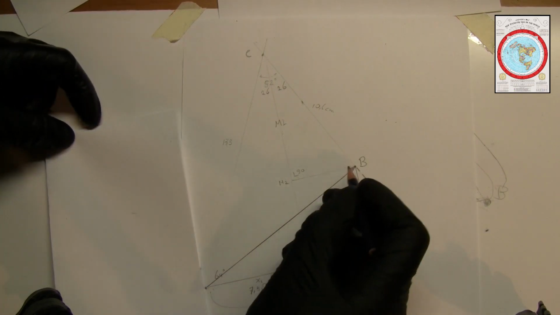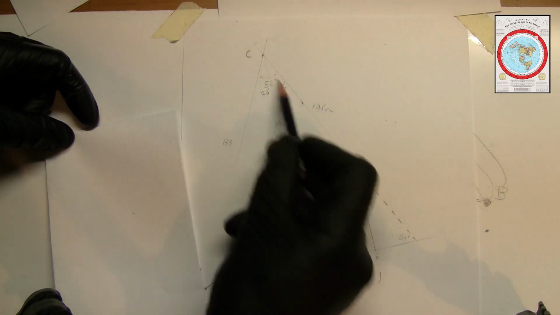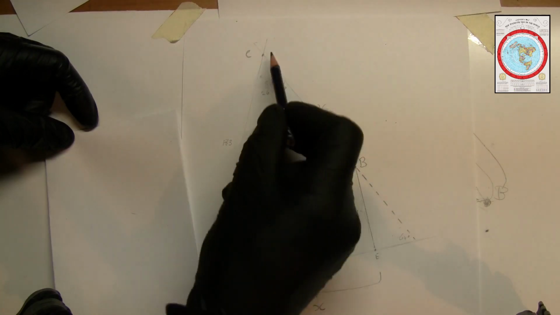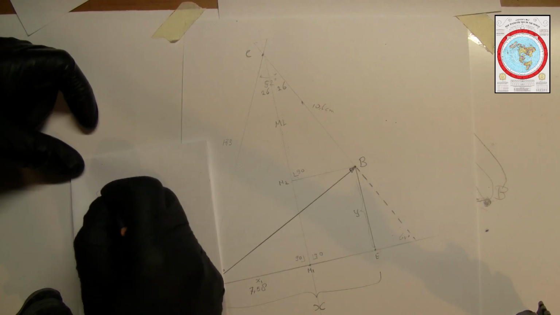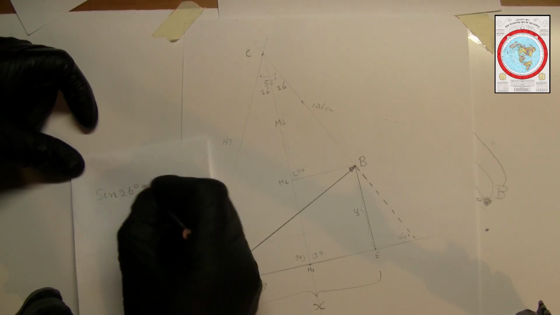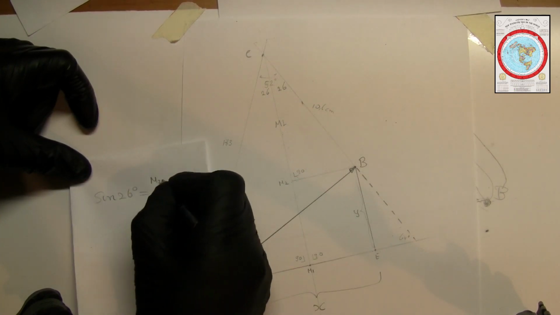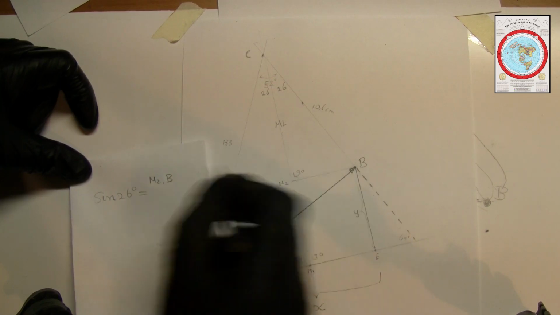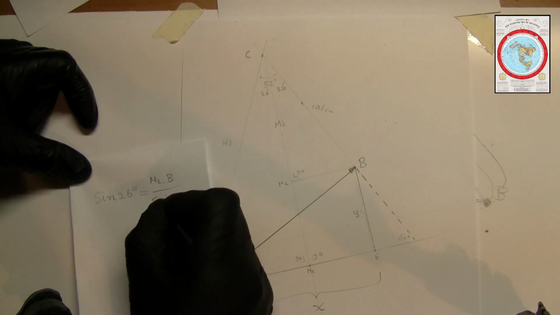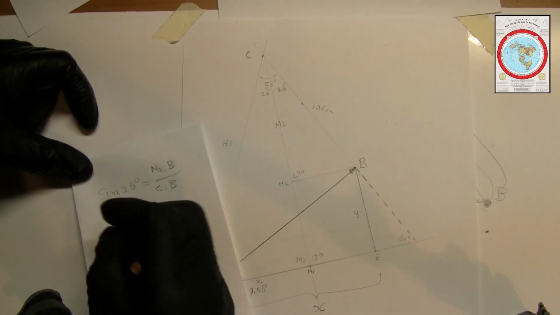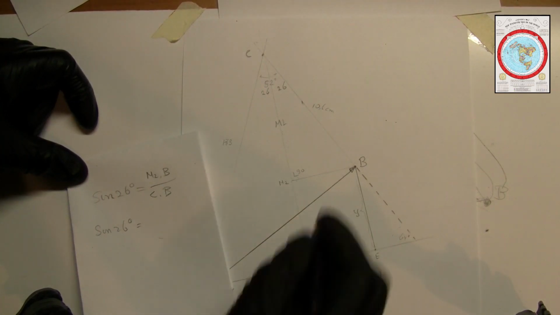Again, we can use the sinus to calculate this distance because we have the angle, it's 26 degrees, and we have this distance that is 10.6 centimeters. So it will be the sinus of 26 degrees is equal to M2B divided by C, the distance from C to B. So the sinus of 26 degrees is, let's call this one X2.